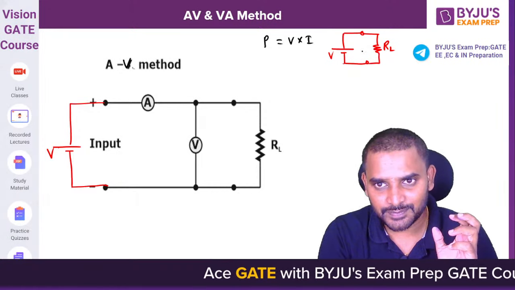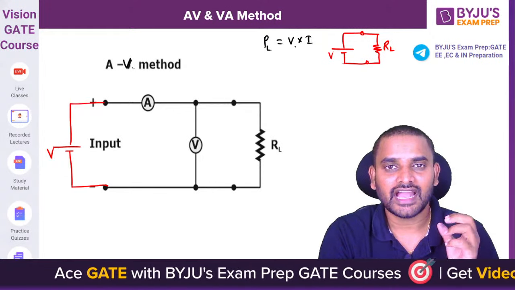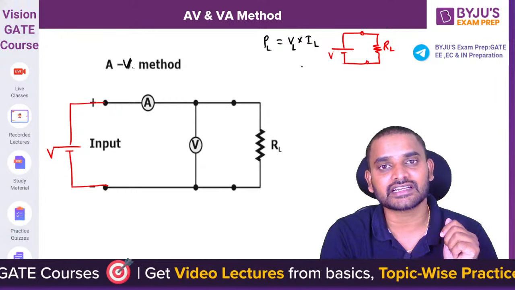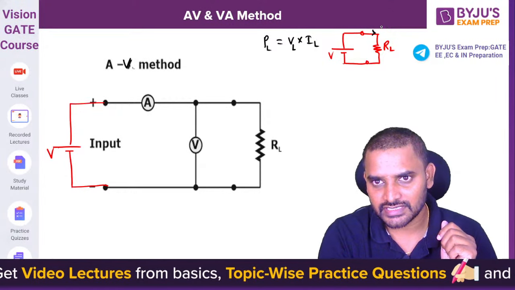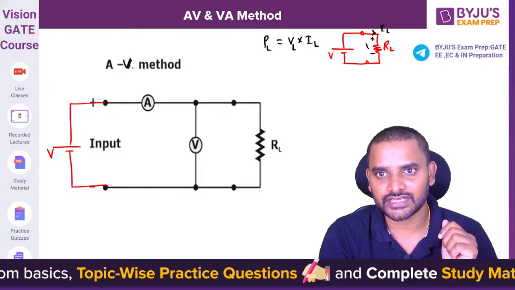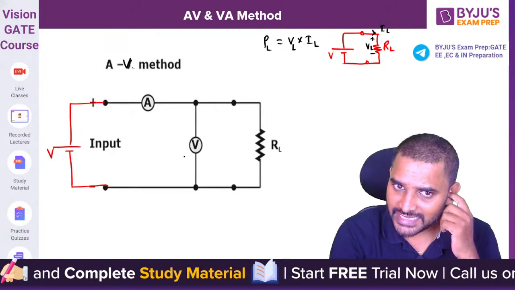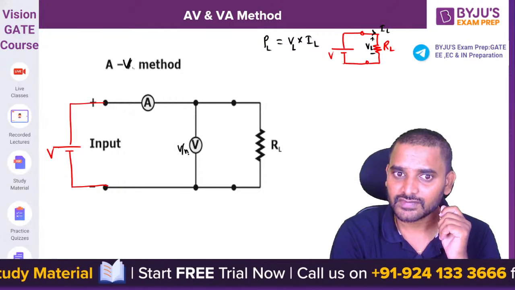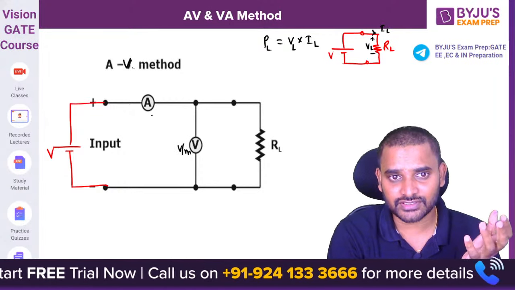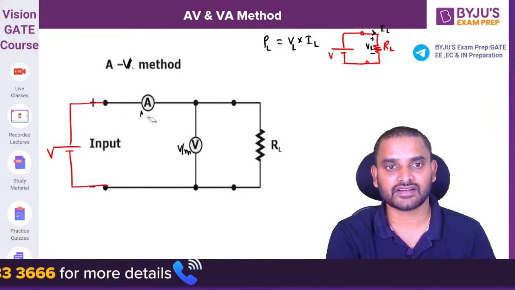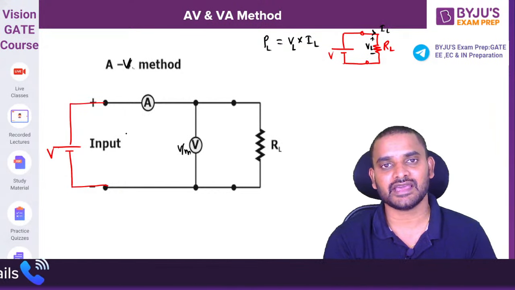Now what I wanted to do is I wanted to measure the power consumption by this load. So to measure the power consumption by this load, I just need to calculate voltage across the load, and I just need to calculate current flowing through the load. So this current flowing through the load and voltage across the load. Now to measure the voltage across the load, we have placed this voltmeter. And to measure the current flowing through the load, we have placed this ammeter.